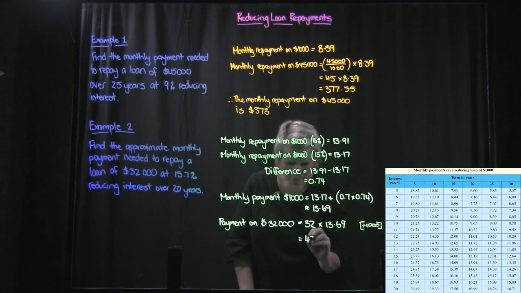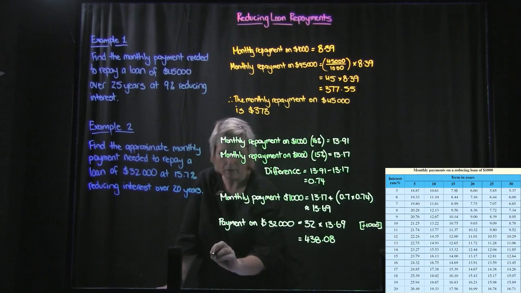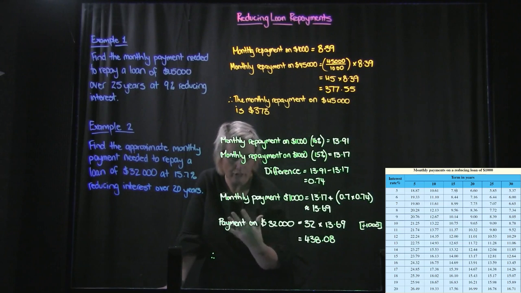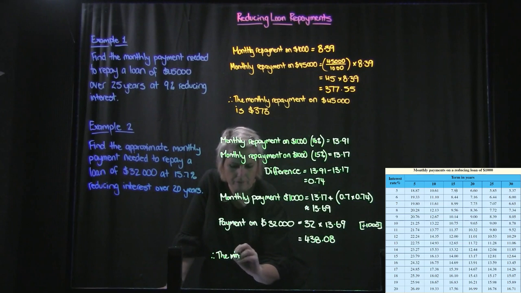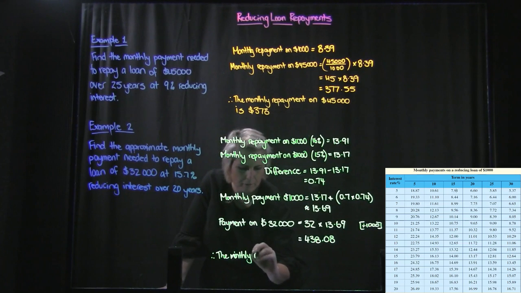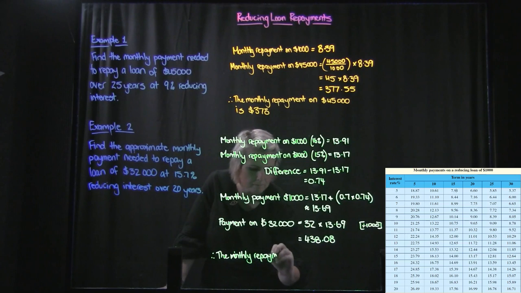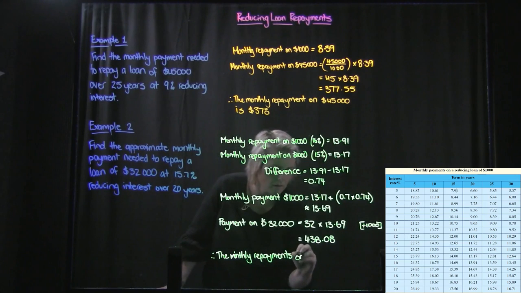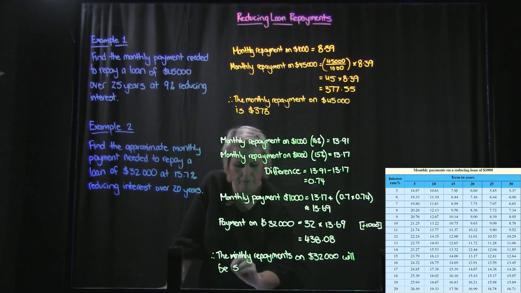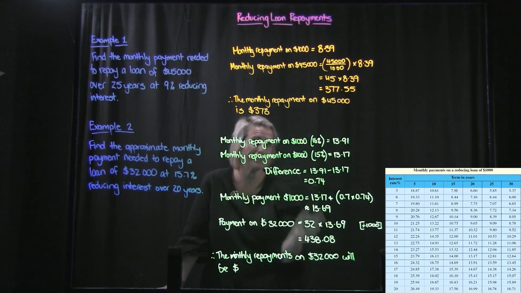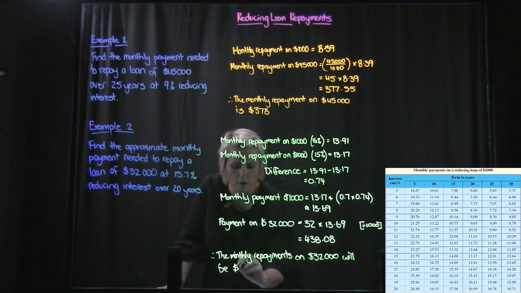And what I end up with is 438.08. Now remembering when I write my concluding statement, I need to round up. So my monthly repayments on 32,000 will be, okay, 438.08. Even though it's only a tiny little bit, I round up, so that'll be $439.